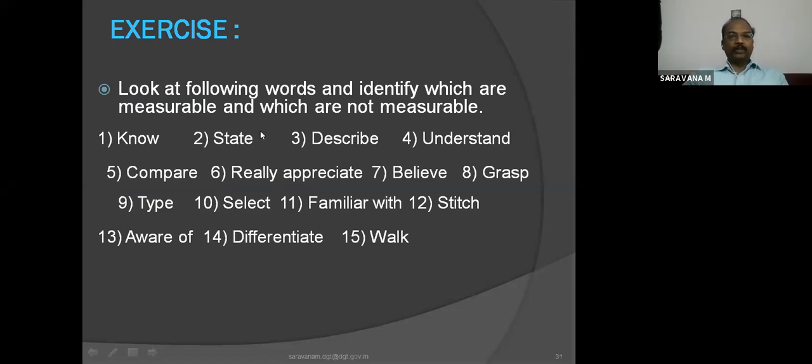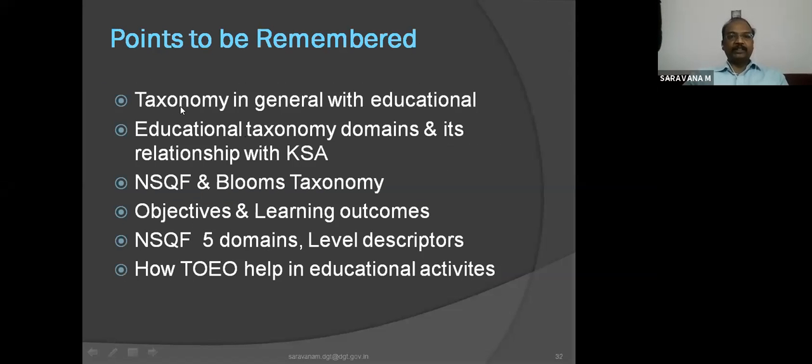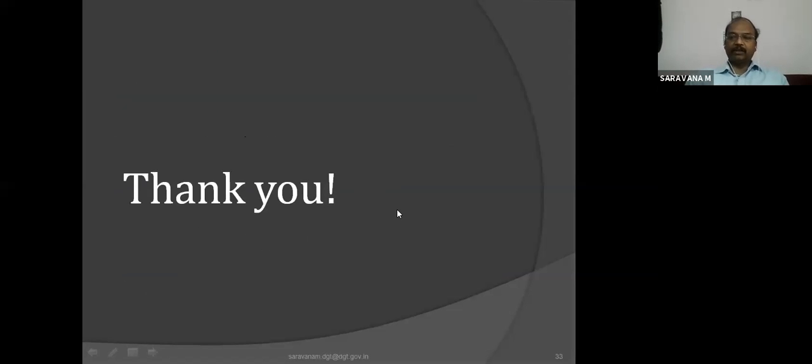So these are the things we have discussed: what is taxonomy in general, and what is educational taxonomy, knowledge, skill, attitude, and NSQF with Bloom's taxonomy, objectives and learning outcomes, 5 domains of NSQF and level descriptors, how taxonomy of educational objectives is helping the educational activities. So these are the important points which we have discussed today.